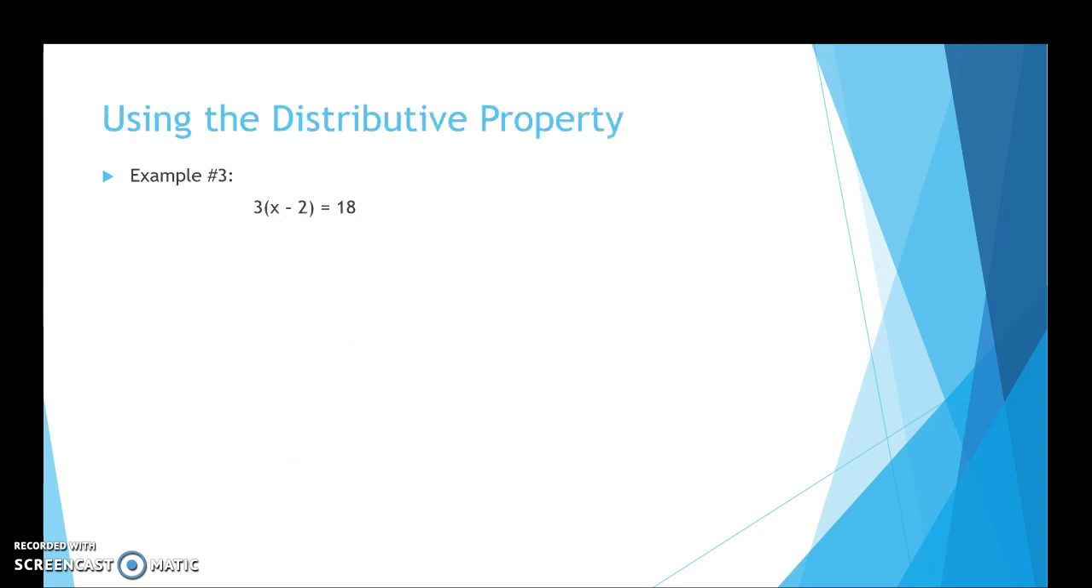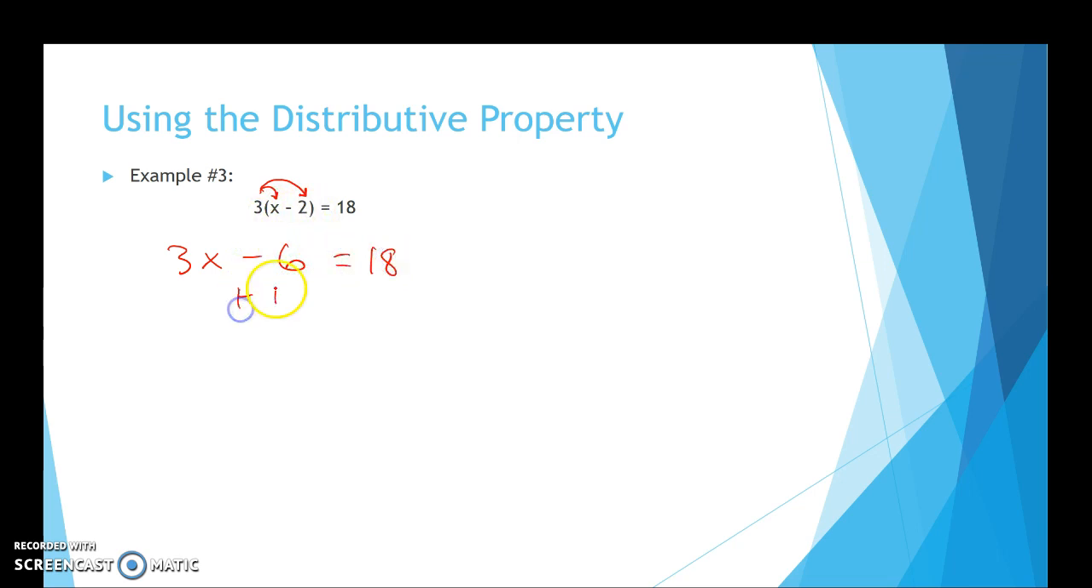Example 3, this is working with distributive property, working with the multi-step equations. So here we have 3 times, in the parentheses, x minus 2. Now there's 2 ways you can go about solving this. You can distribute this and distribute 3 to the x and 3 to the 2. So we get 3 times x gives me 3x minus 3 times 2 is 6. So minus 6 equals 18.